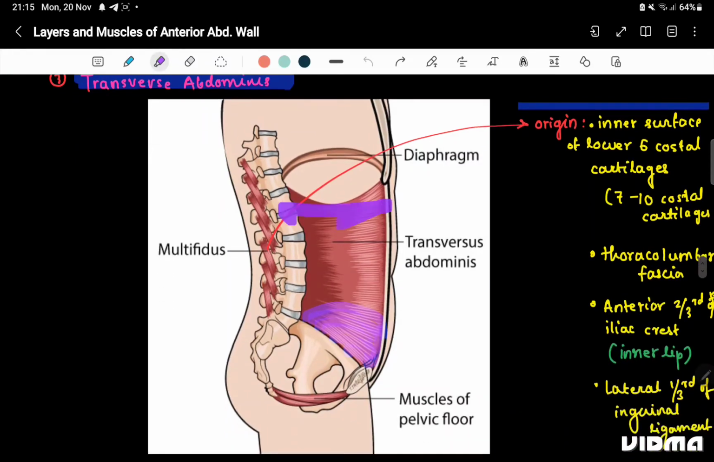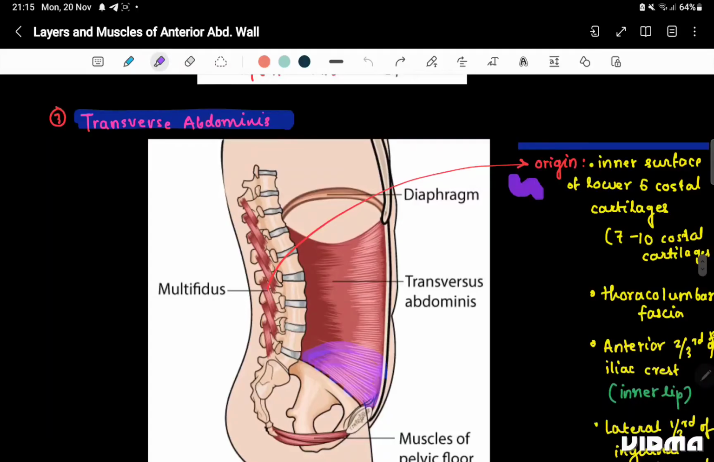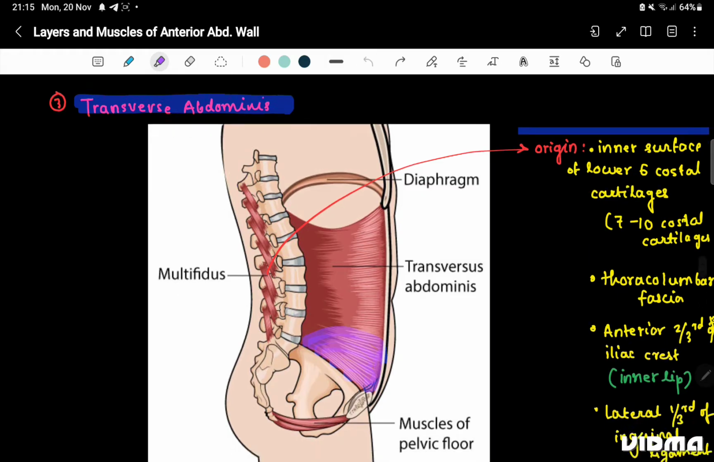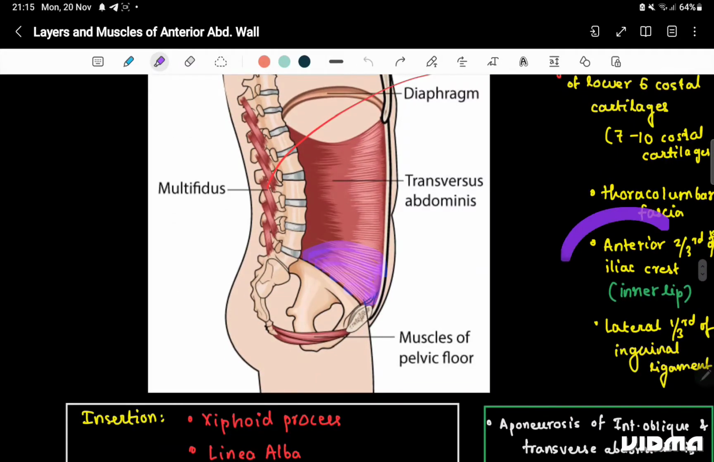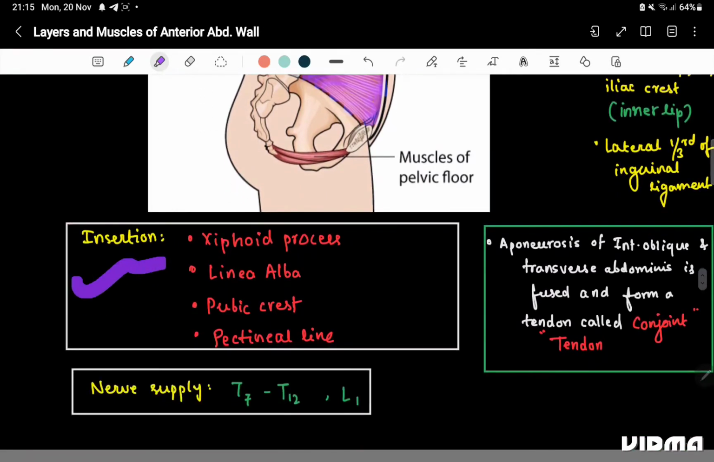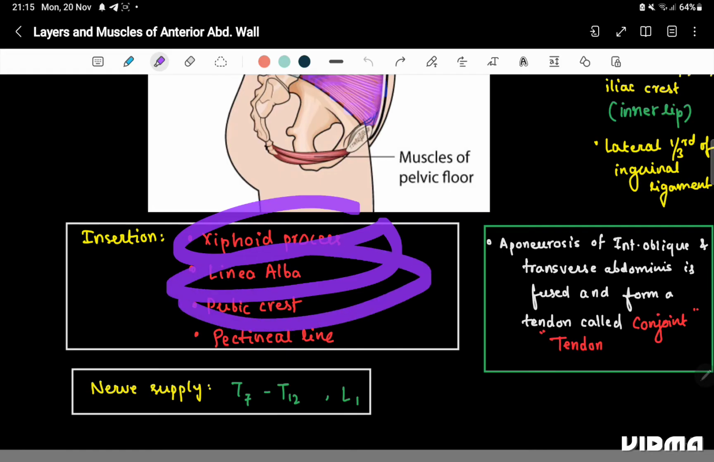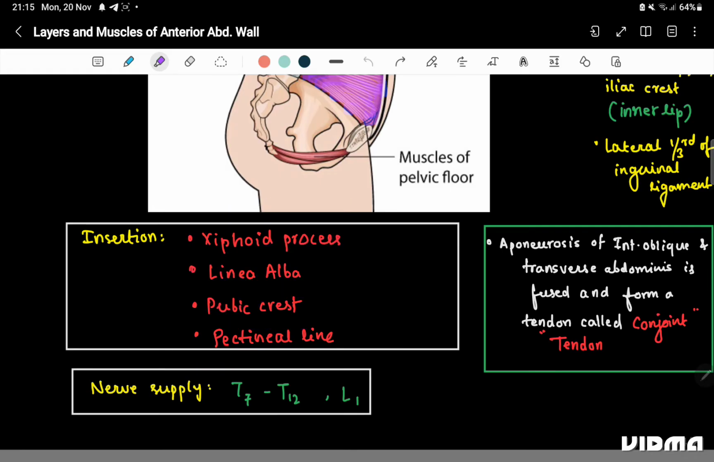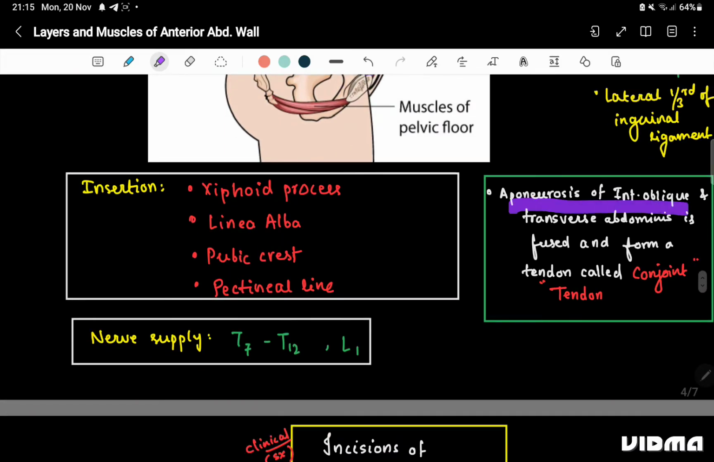This is the transverse abdominis, whatever you can say. Origin is from the inner surface of the lower 6 costal cartilages, like 7 to 10 costal cartilages, thoracolumbar fascia, anterior 2/3 of your iliac crest, okay, inner lip, and the lateral 1/3 of the inguinal ligament, okay. Insertion is to the xiphoid process, linea alba, pubic crest, and the pectineal line, okay. And the aponeurosis of the internal oblique and the transverse abdominis is fused and forms a tendon which is called a conjoint tendon.